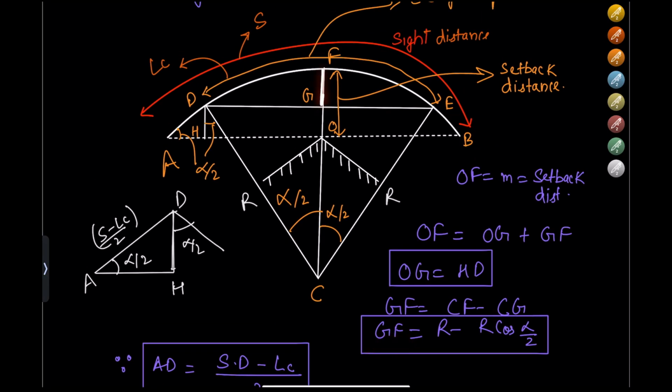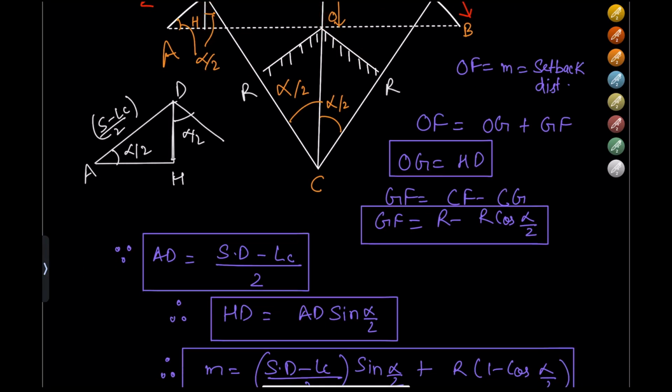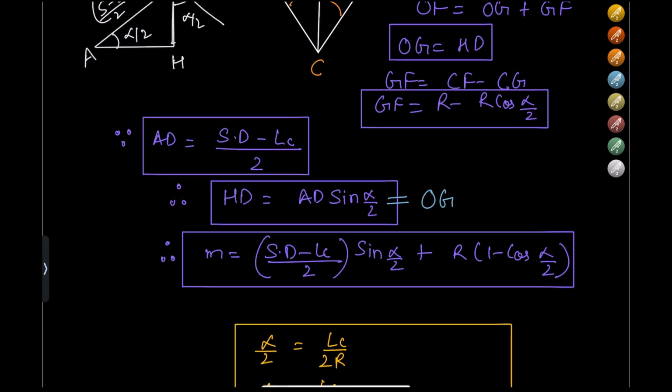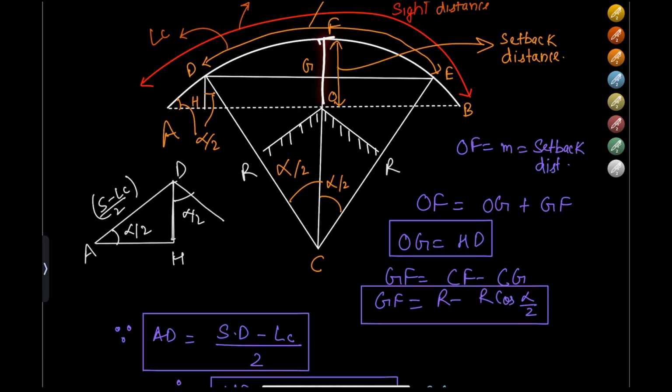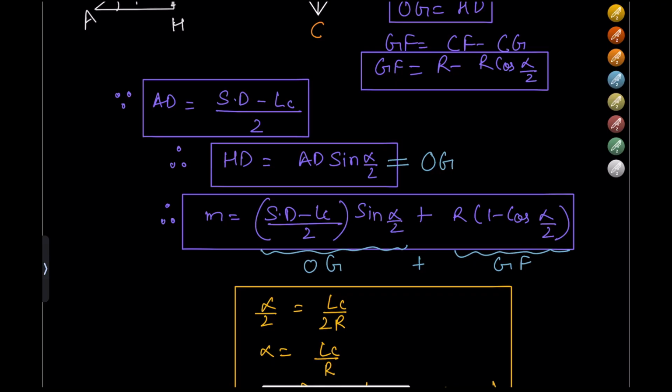So if we sum GF as well as HD, we will get the value of M. We can also say this is OG. If we say that this is equal to OG and this is equal to GF, it would not be wrong. So OG summed with GF is the total value of the setback distance. This is the formula for that. You have to remember this.